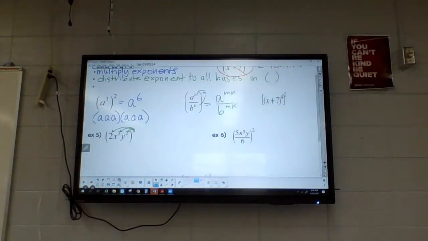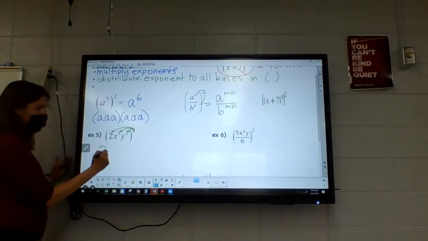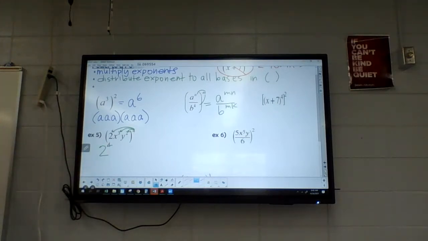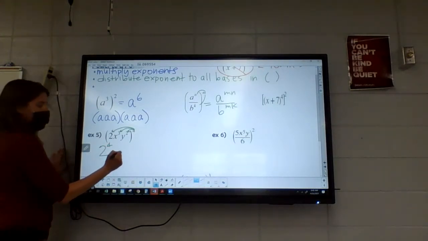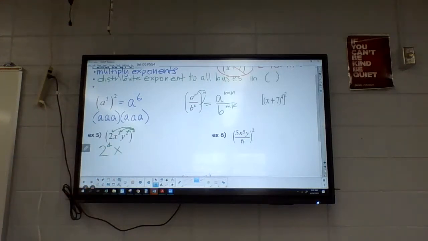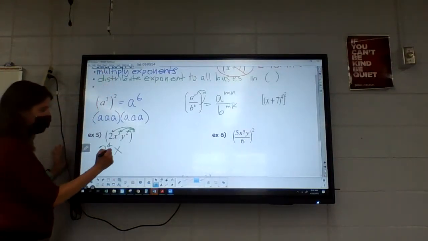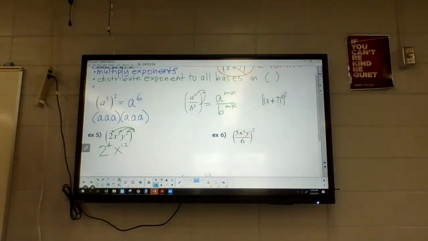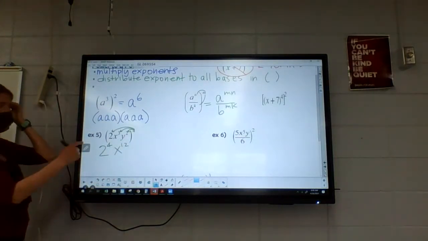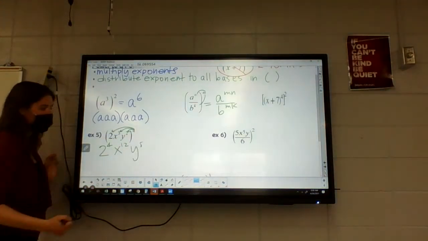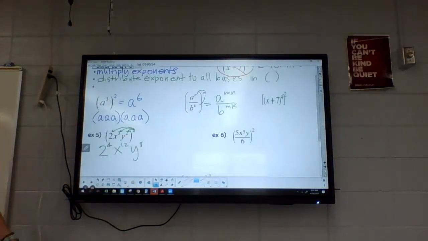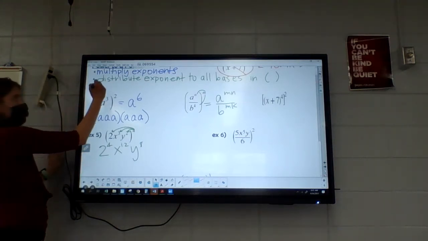So it has 3 bases here. They all have to get that 4th power. So this is going to become 2 to the 4th. We'll deal with that in a second. X to what power? What's our rule here? We're multiplying, so 3 times 4 is going to be 12. And then also y to the 2 times 4, which is 8. So my third bullet point up here is the coefficient has to get that exponent too.